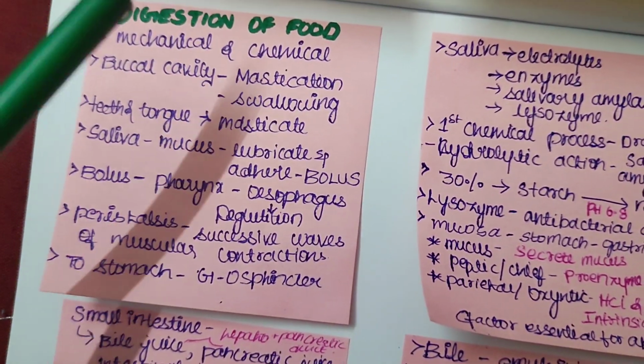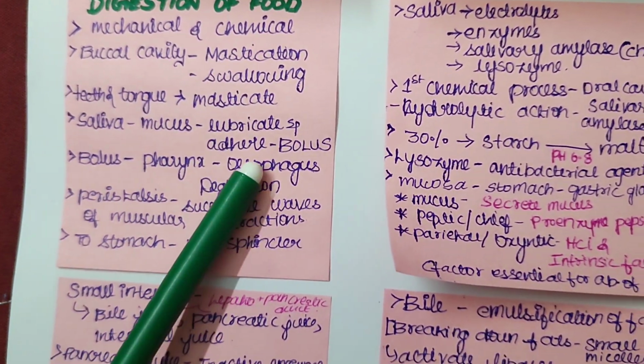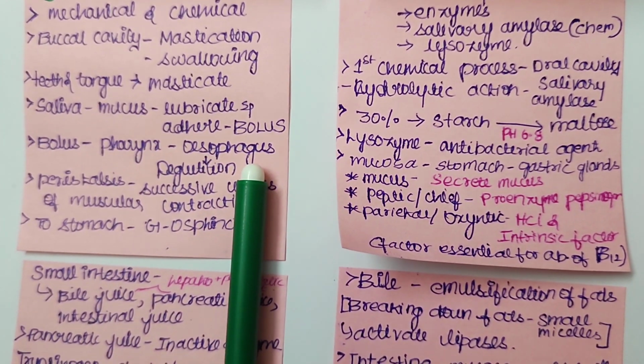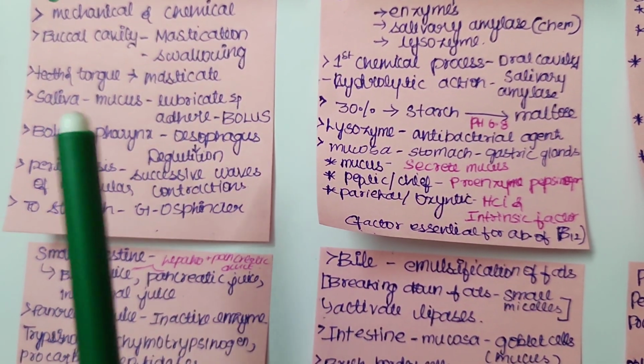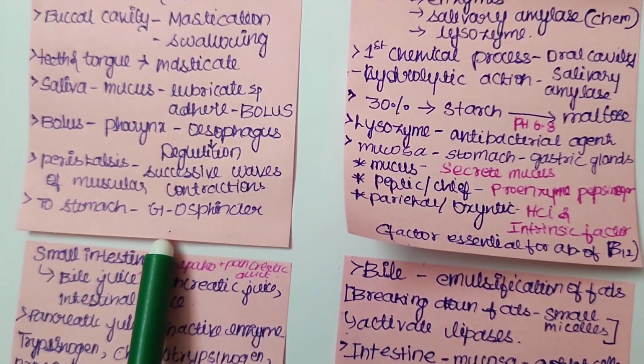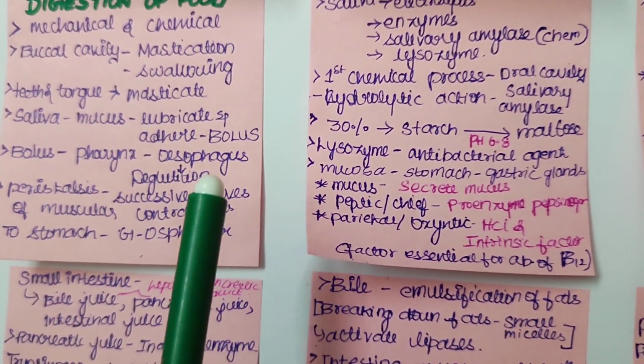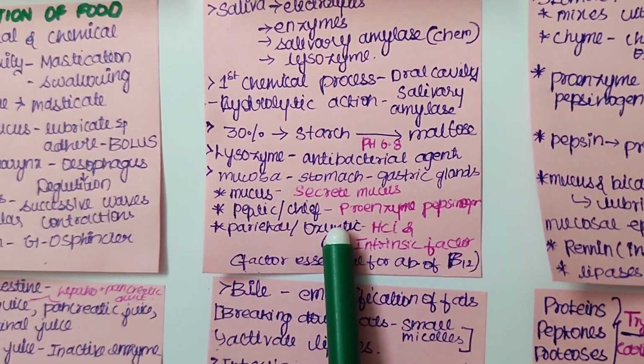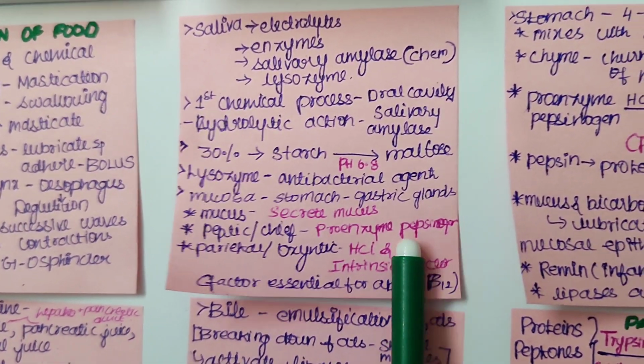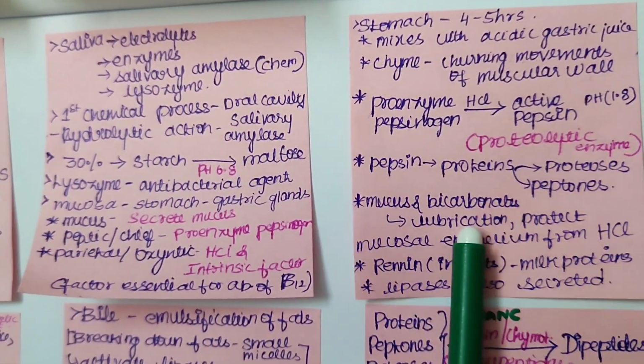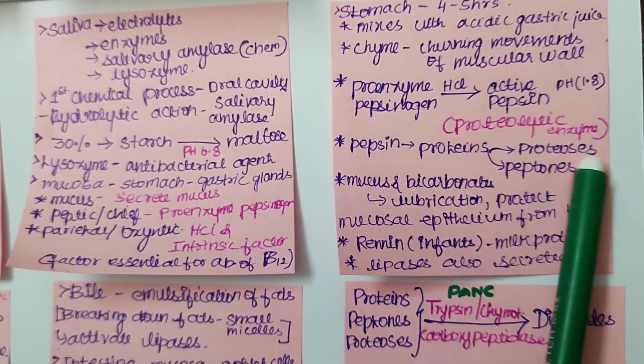So we saw that from the buccal cavity, mastication and lubrication happen. It gets converted into bolus. From the bolus, it further moves into the pharynx and esophagus. From the pharynx we reach the esophagus, then we reach the stomach, and in the stomach, what are the cells present and how it gets acted upon. Now we are done with the stomach.